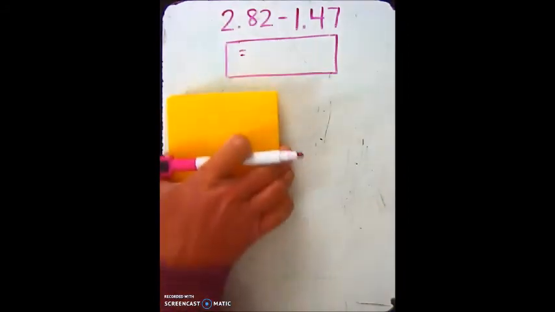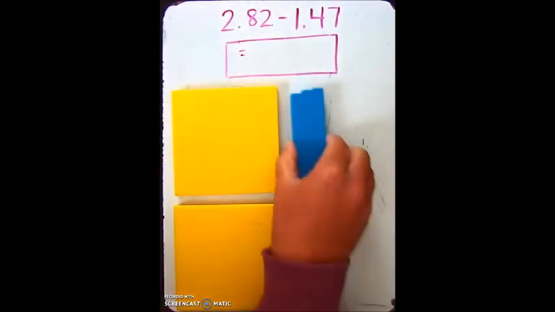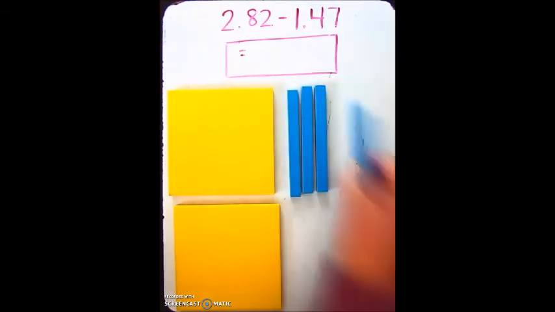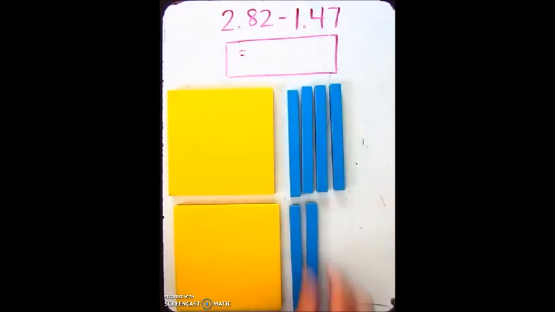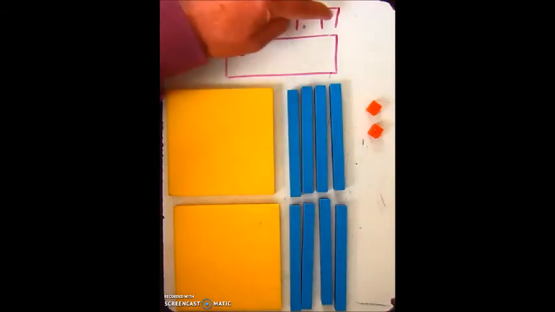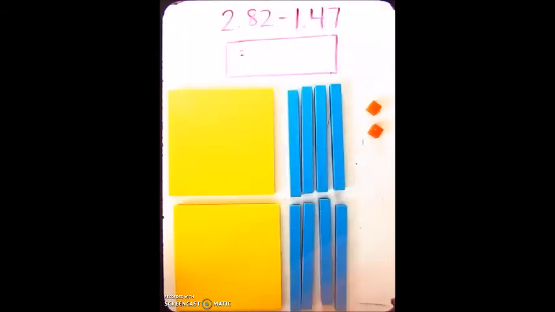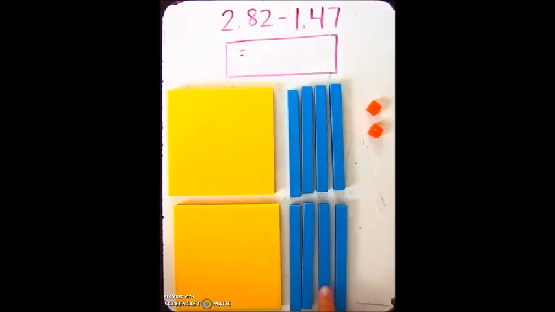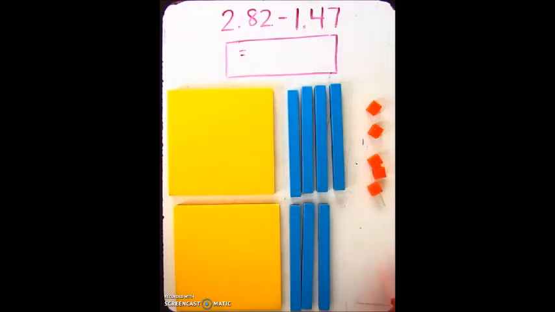Again, I'm going to start by modeling 2 and 82 hundredths. I'll start with 8 tenths rods and 2 hundredths cubes. But now this time I know that I need to start by taking away 7 hundredths cubes. I don't have 7 orange pieces. So you know from whole number subtraction, that means that you can regroup and trade in pieces from the next place value position. So I'll trade out one of these tenths rods for 10 little hundredths cubes.